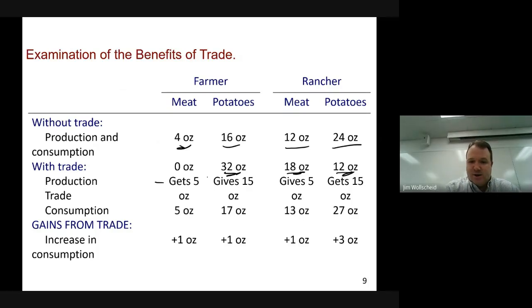So then here's our trade. I get 5. I give 15, so 32 minus 15 gets us to 7. I give 5, so I take 8 minus 5, gives us 13. 12 plus 15 gives us 27. Now what I do is I compare this number to this number. I gain in meat, I gain in potatoes, I gain in meat, I gain in potatoes.